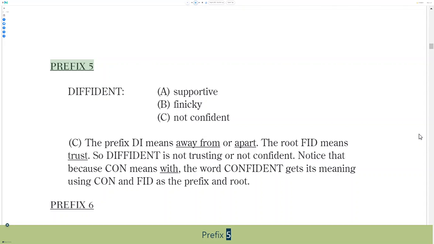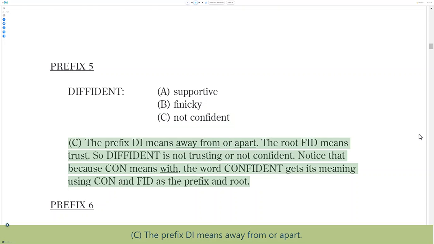Prefix 5. Diffident. A. Supportive. B. Finicky. C. Not confident. C. The prefix di means away from or apart. The root fid means trust. So diffident is not trusting or not confident.